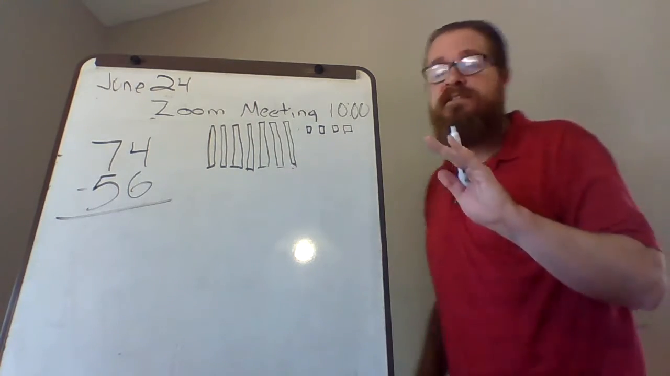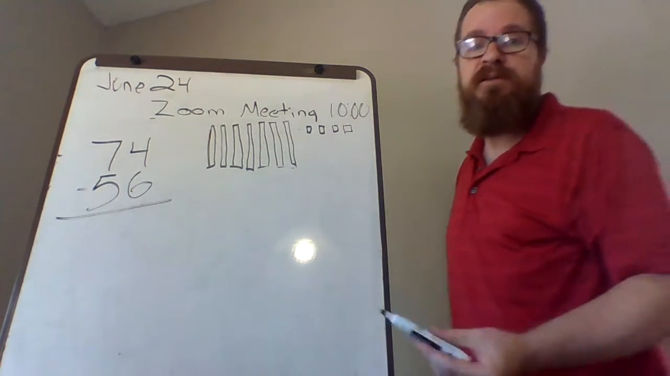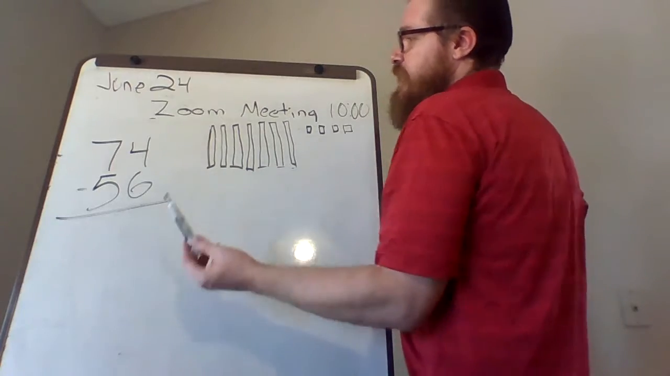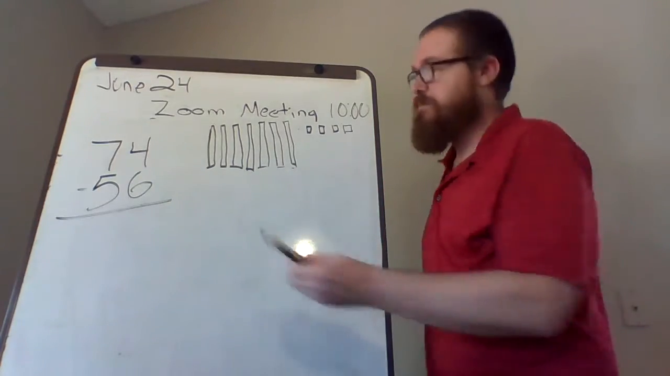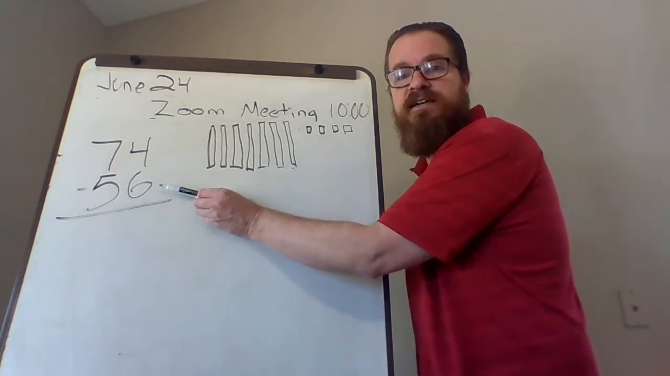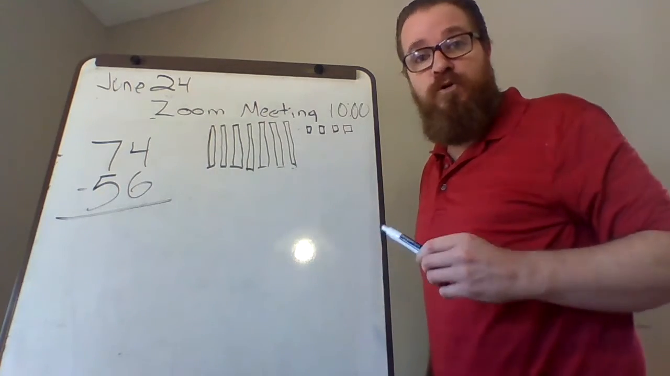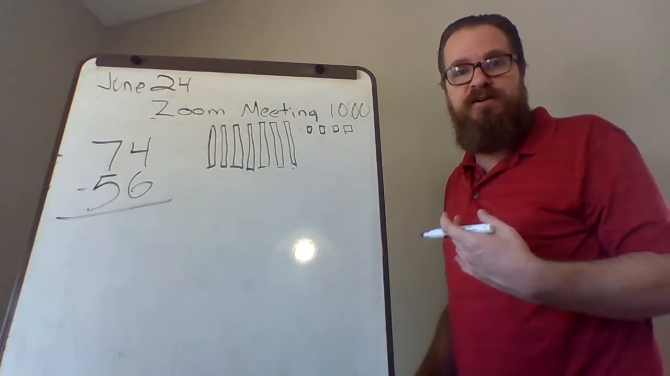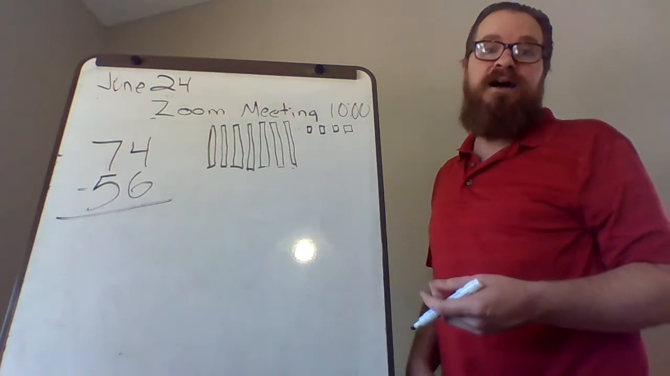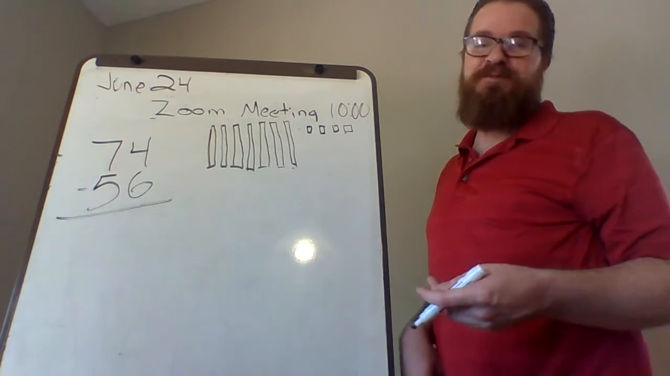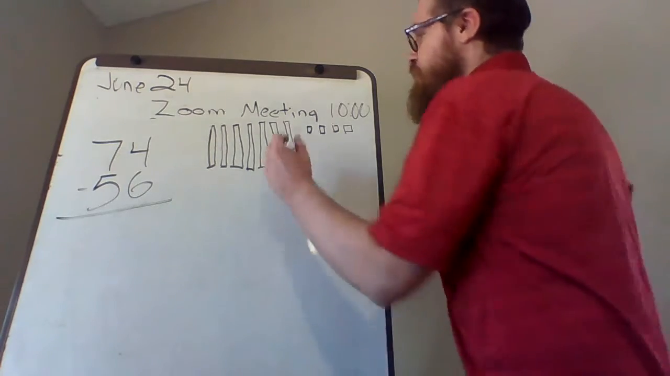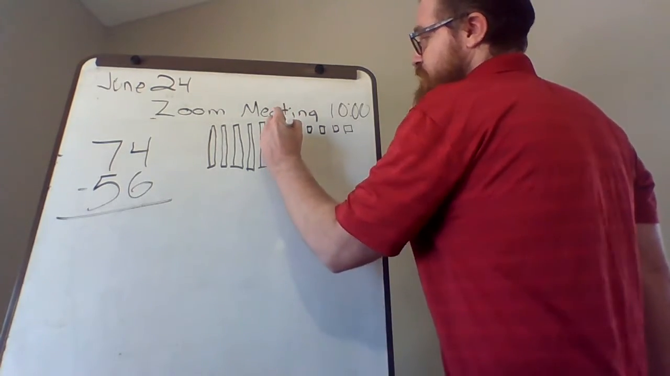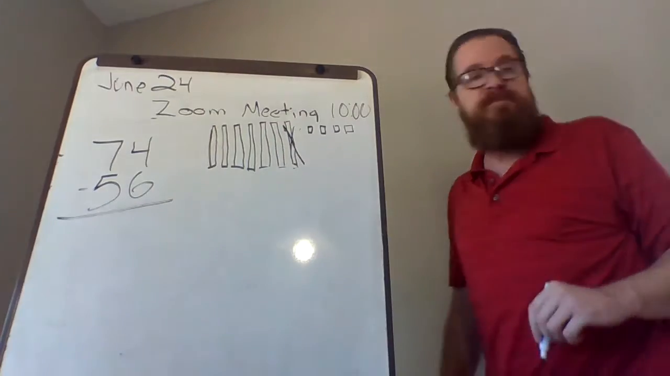All right, now this is a similar problem to the last problem in that right in the ones place, I have a problem. I'm trying to take away 6 and I only have 4. So what am I gonna do if I don't have enough ones to take away? Well, I'm gonna borrow again, okay? So I'm gonna take one of my tens, this time let's cross it out. I'm gonna take this 10 right here.